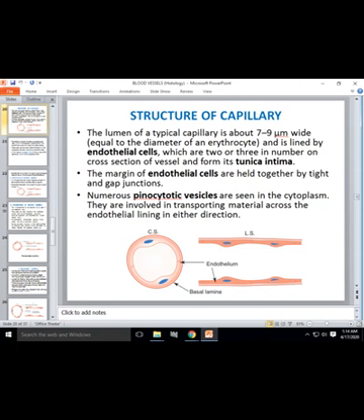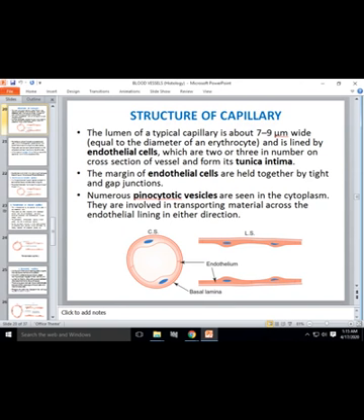Now we see the structure of the capillaries. The lumen of a typical capillary is about 7 to 9 micrometer wide, which is almost equal to the diameter of an erythrocyte, and is lined by endothelial cells, which are 2 or 3 in number on cross section. If you see the cross section of the capillary, this is endothelial cell, and forms tunica intima. This is tunica intima.